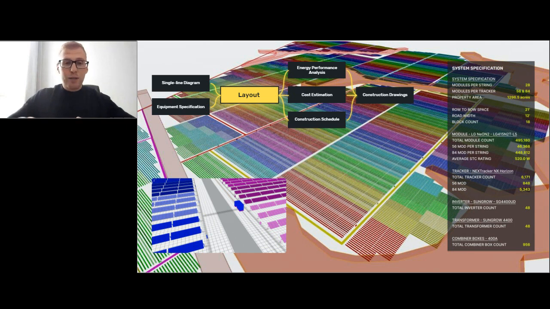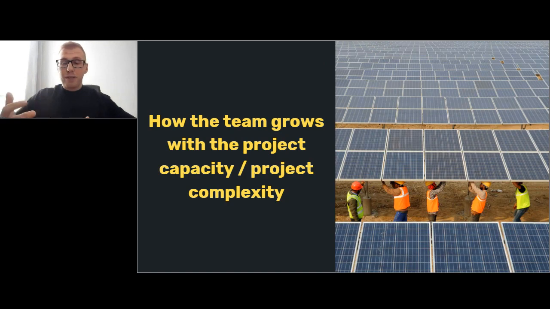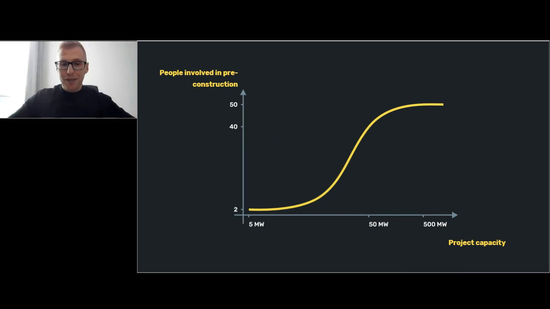Now let's jump real quickly and talk about what kind of team works with solar PV farm layout, and how the team grows with the project capacity. Obviously collaboration is about people, so this is why we need to talk about it. If we go to the next slide, you will see a very simple dummy chart showing how the number of people involved in pre-construction and design depends on the project capacity.